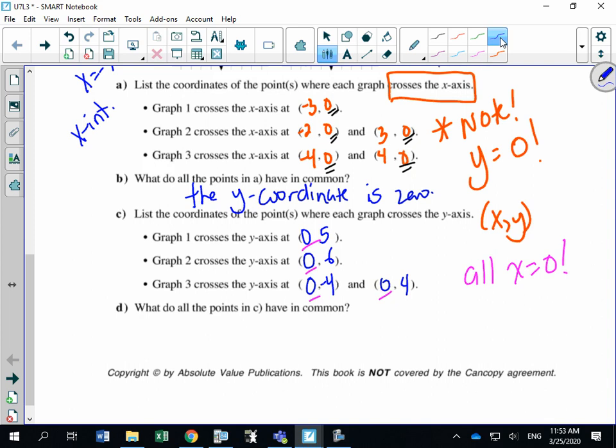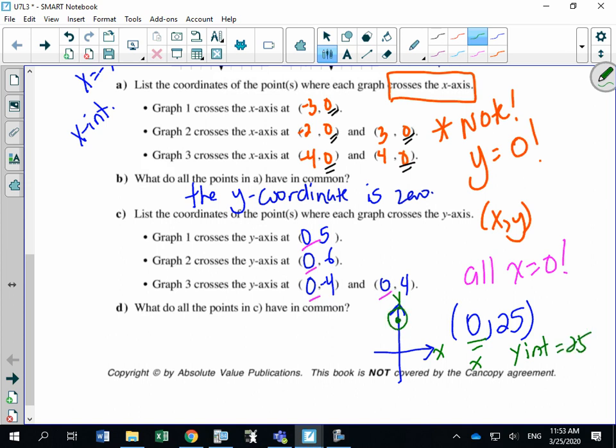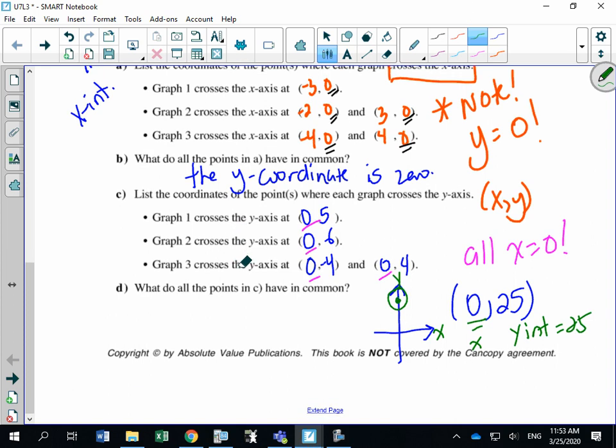What we're going to deduce from this later on is, if I gave you the point (0, 25) and asked what this is, you would say: x is 0, y is 25. That is a y-intercept, right? If x is 0, the y-intercept is equal to 25. It would be a point right here at (0, 25). So what do all points have in common from C? All x coordinates are 0.